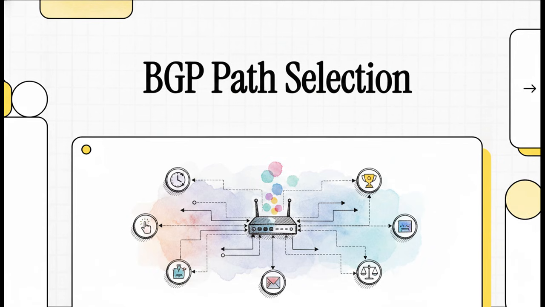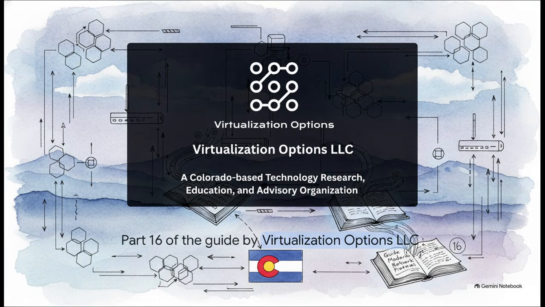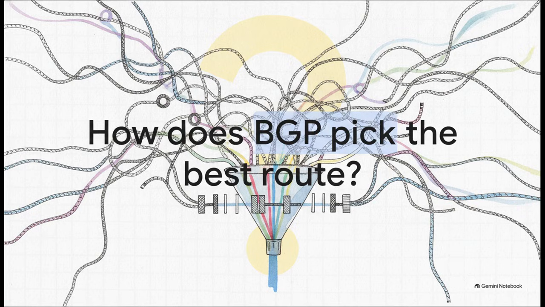all down right now. To do this, we're drawing our material exclusively from a really fantastic source. It's the Guide to Modern Network Routing Protocols tutorial. This incredibly comprehensive guide comes to us from Virtualization Options LLC, which is a Colorado-based technology research, education, and advisory organization. For this explainer, we're putting our blinders on and looking strictly at the core concepts presented in Part 16 of their 20-part guide.